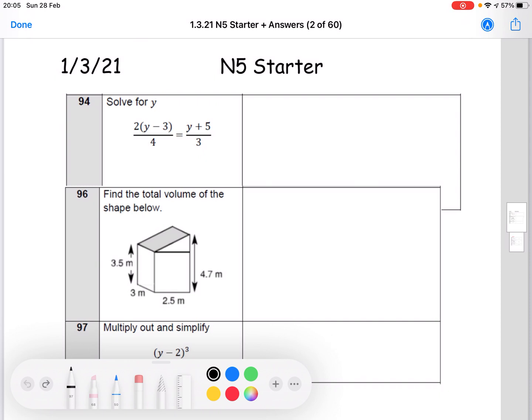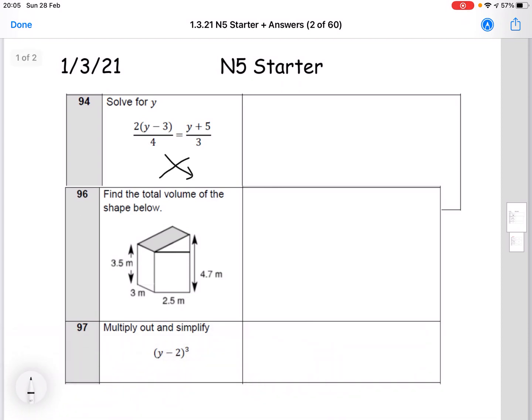So the first one here, we have question 94, solve for y, and we have as the equation 2 bracket y minus 3 over 4 equals y plus 5 over 3. So the way that we would solve this is because we have two fractions set equal to each other, we're just going to go ahead and cross multiply.